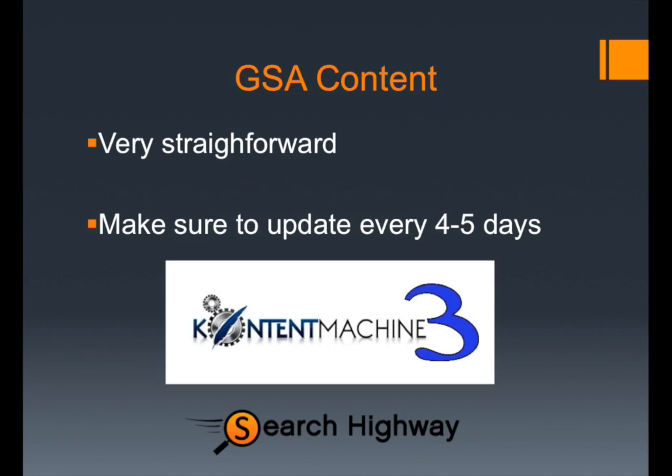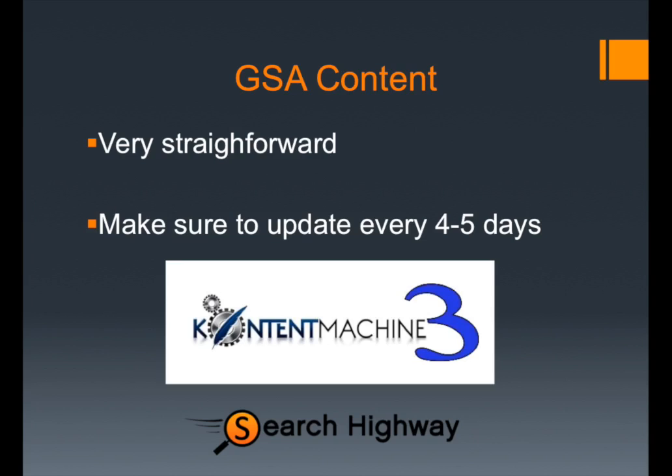We've tried some other ones, and they're more complicated. Content Machine does what we need. It's simple. It gets our ranking, so there's no need to overcomplicate it. I like to update my content about every 4 to 5 days. This ensures that I'm getting fresh new articles in there.